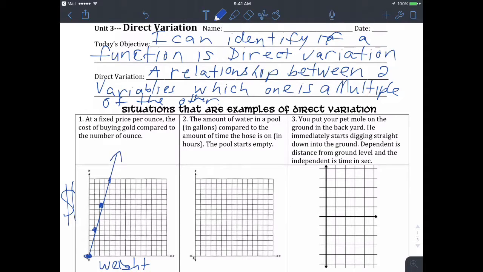Okay? All right. Now go ahead and watch the next video. For this next one, it says the amount of water in the pool in gallons compared to the amount of time the hose is on.